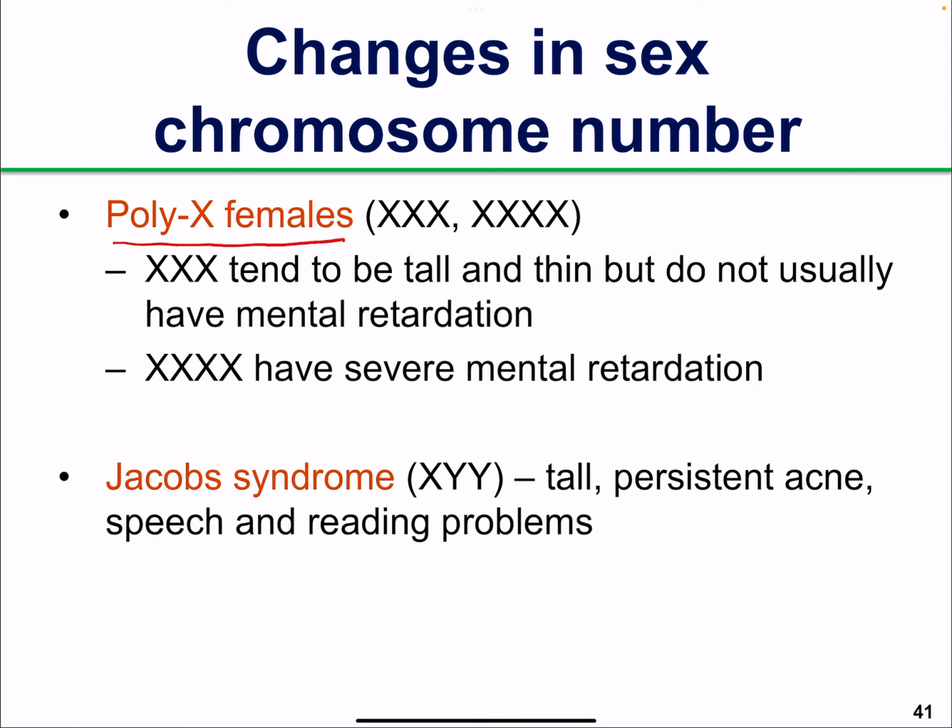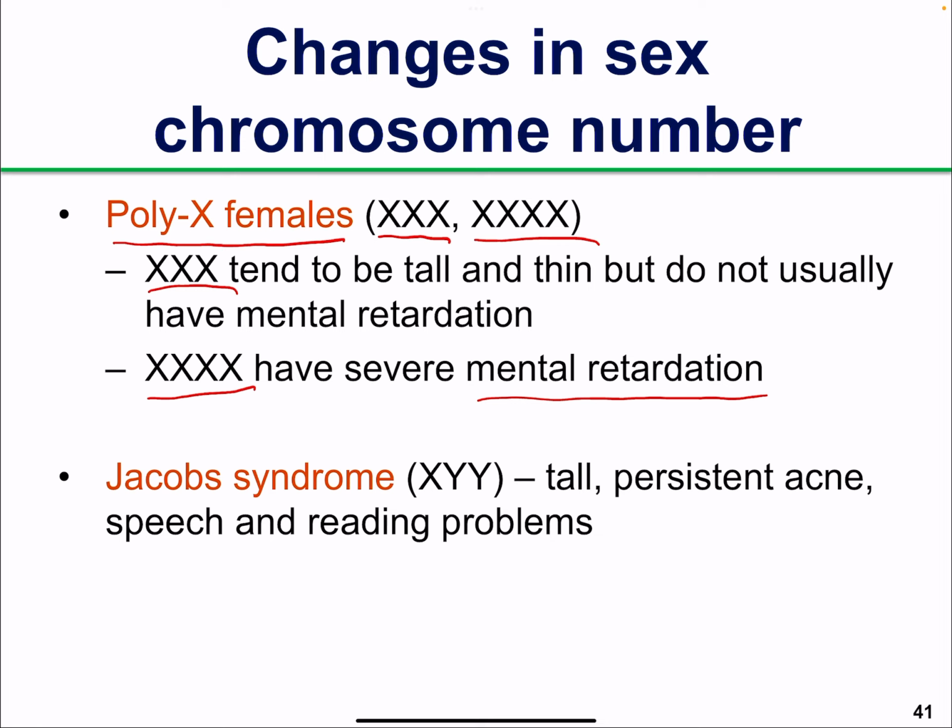Other syndromes: the poly X in females. In the poly X in females, we have two kinds of poly X's. We have triple X and four X's. In the triple X, the female is normal. They're just going to have exaggerated female features. While in the four X's, we're going to have severe mental retardation.